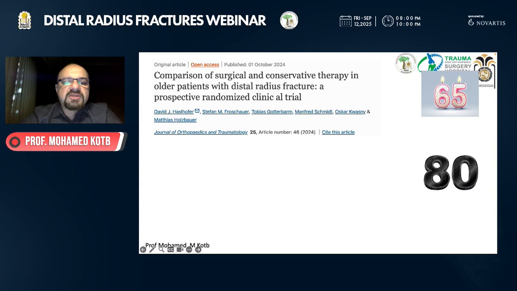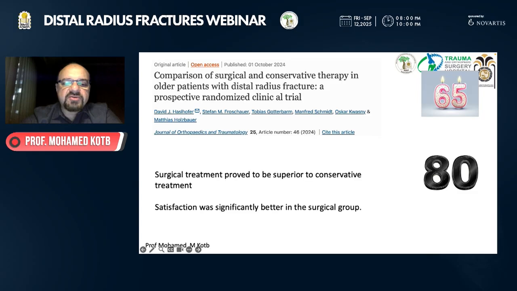Another comparison between surgical and conservative therapy. This is not a review, this is a prospective randomized controlled trial, and it included 80 patients. All of them also are 65 years old and more. And in conclusion, surgical treatment proved to be superior to conservative management, and satisfaction was significantly better in the surgical group.